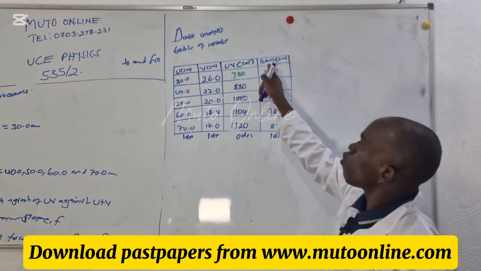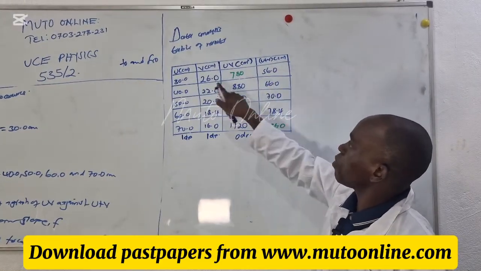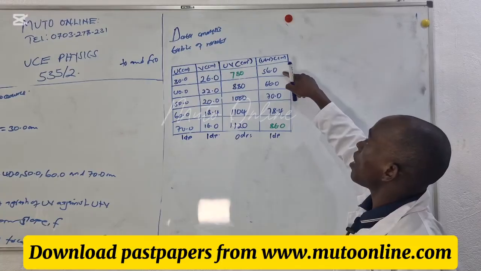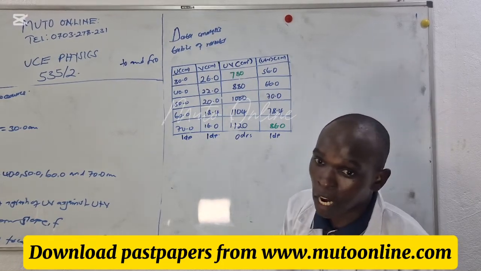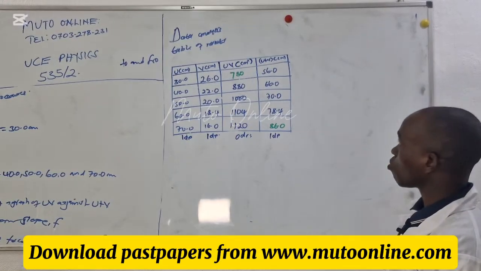But 1 decimal place plus 1 decimal place, we shall also get 1 decimal place. So U was recorded to 1 decimal place plus V, which was also recorded to 1 decimal place. So even our answer will be recorded to 1 decimal place. So 1 plus 1 is equal to 1. That is according to the rules of decimal places and significant figures.